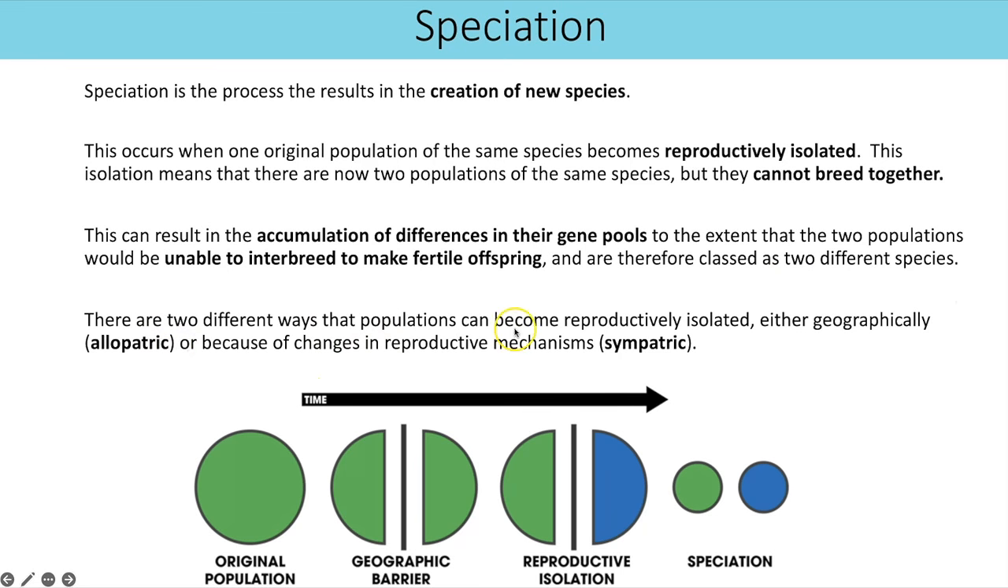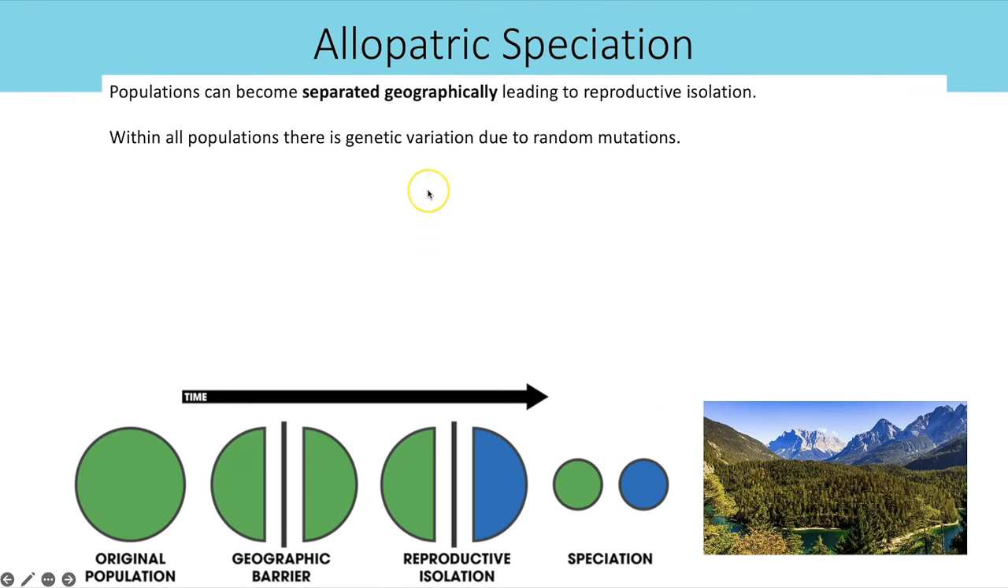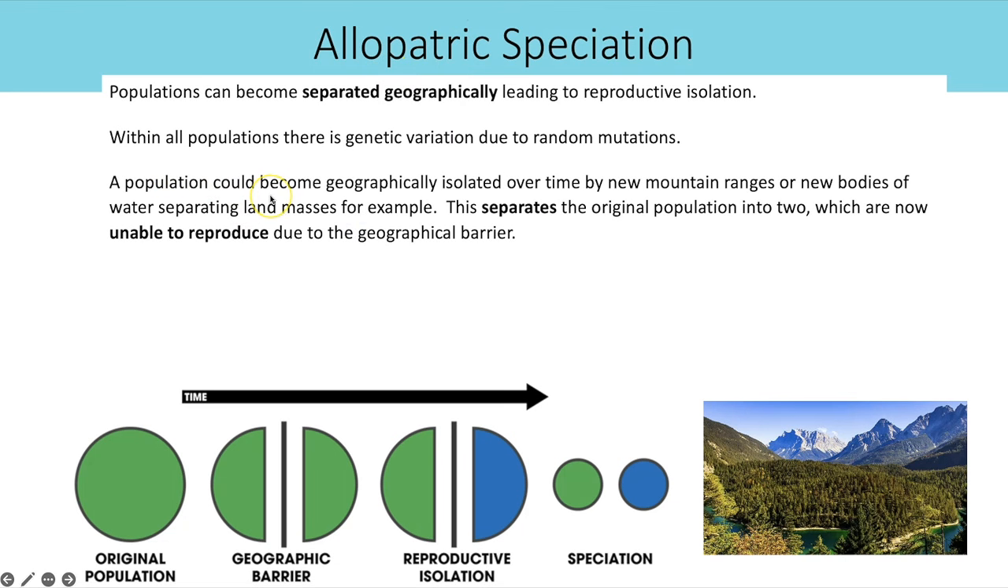There are two different ways that populations become reproductively isolated, either due to a geographical barrier, which is known as allopatric speciation, or it could be changes in the reproductive mechanisms and behaviours. So even if they're in the same location, they're not reproducing together, and that is sympatric speciation. So a bit more on allopatric, where it's due to geographical isolation. We could have a population becoming geographically isolated over time, maybe by a new mountain range or new bodies of water separating land masses.